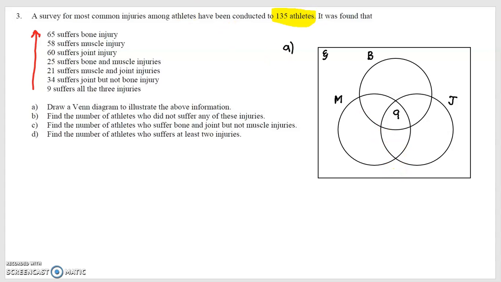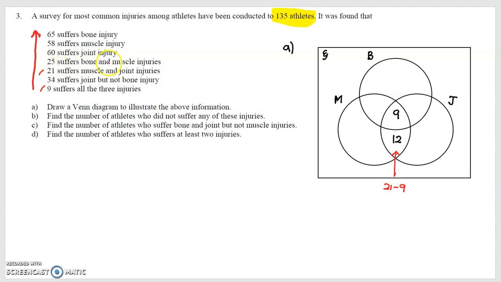So nak calculate area kat sini, kita akan guna 21 minus 9, sebab kawasan sini dah ada 9 dah. So 21 tolak 9, sepatutnya kita dapat 12. So total is 21. So ingat, kena tolak. Ini dah settle. Now we move on to 25.